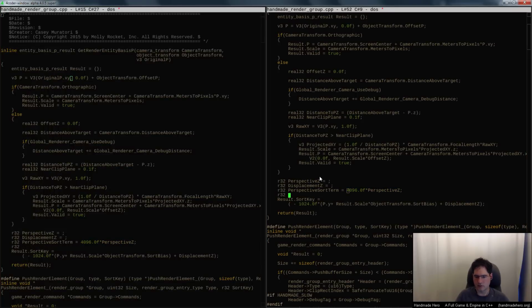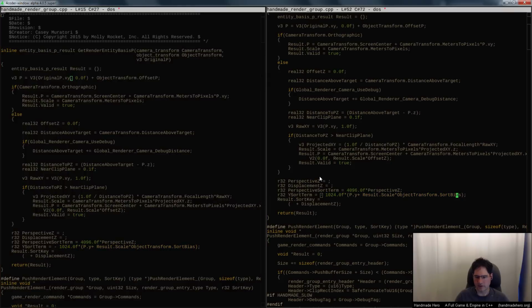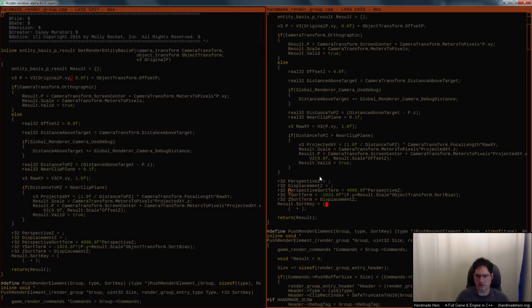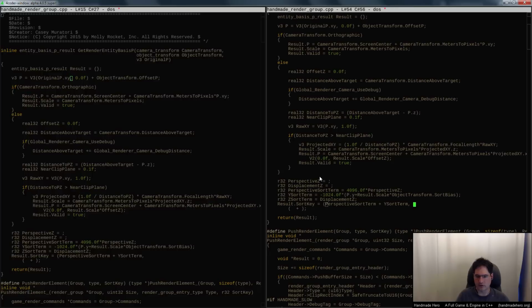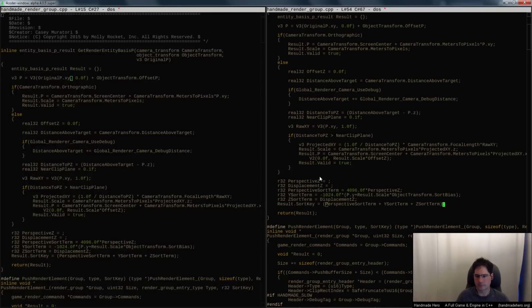There's the Y sort term, and that's this. And then there's the Z sort term, and that's this. And so our final equation is just the perspective times the sort, the Y, plus the Y plus the Z. So I think that's what we want.